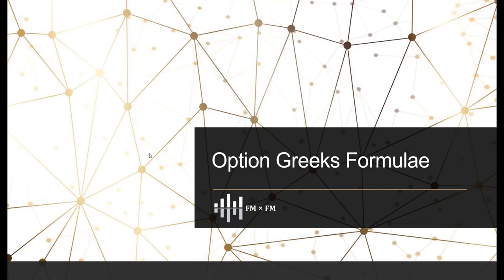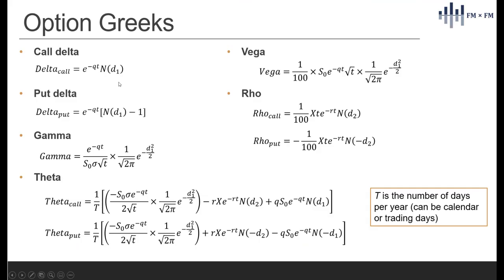Continuing from my last video, now we'll look at option Greeks. So there's delta, which is the change in the option price relative to a change in the underlying price. Then there's gamma, which is the change in delta relative to a change in the underlying price. And then there's theta, which is the change in the option price relative to change in time.